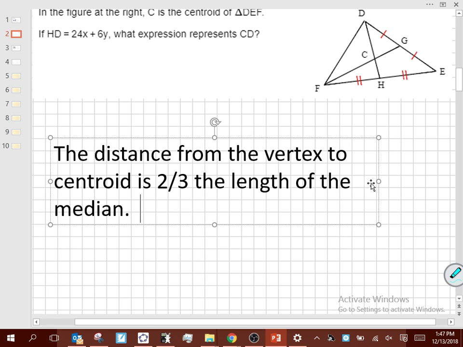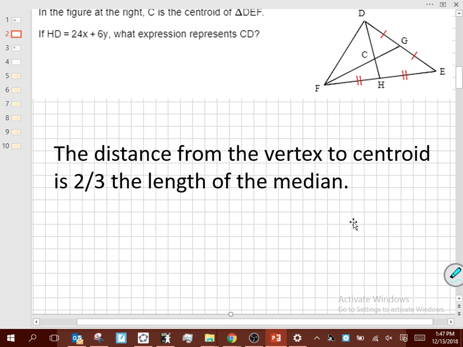All right, so the distance from the vertex to the centroid is 2/3 the length of the median. That is what our theorem 2 days ago said. The distance from the vertex to the centroid is 2/3 the length of the median. Okay? That is how 90%, probably even more than that, of theorems throughout all of mathematics are going to be presented. They're going to be presented in English, right? Or in words. Does that make sense?